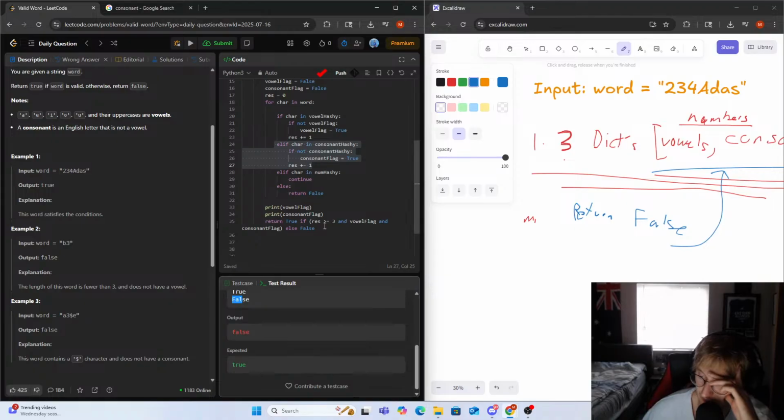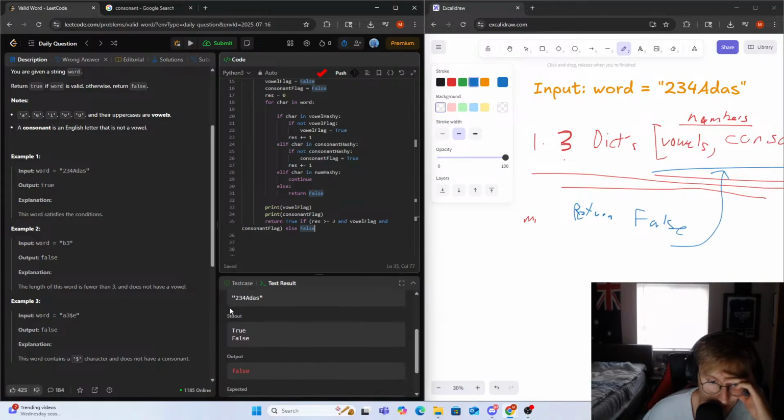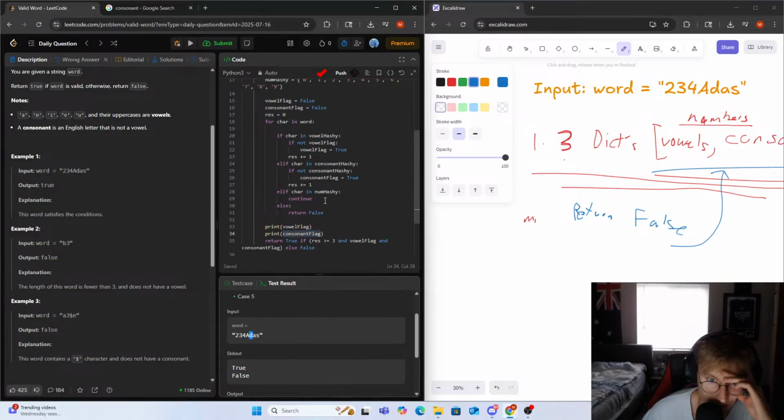I'm sure maybe you've seen it before, but I was using it yesterday, but 2, 3, 4, 8s. So what are we getting here? We're getting true. We're getting false. We're getting false on our consonant flag, but it should be true, right? Because we see a D here. Else if char in consonant hashi, which it is. If not consonant hashi, we make the consonant flag true. Okay. Res plus equal to 1.